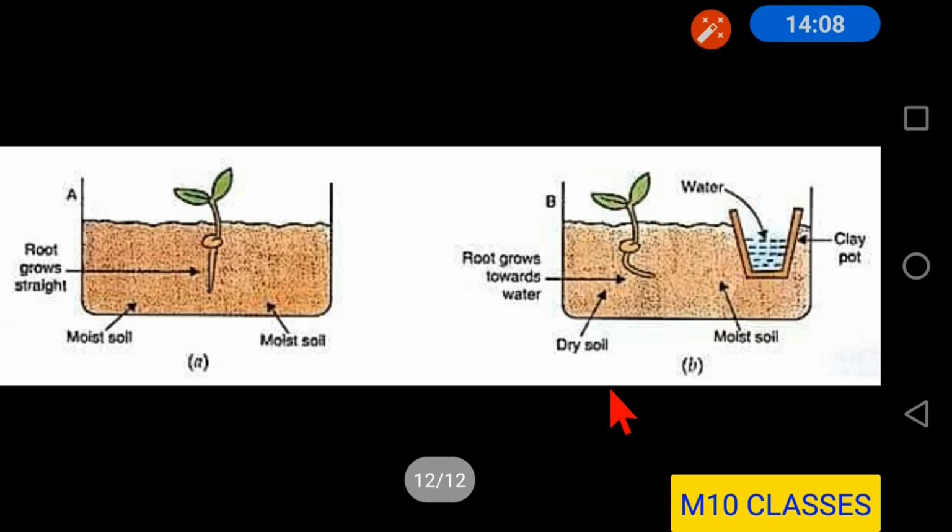Now see here an example of hydrotropism. Here there is a plant whose roots are already grown. Now this is the moist soil. Now if you keep water in a clay pot here, you will observe that the root will gradually move towards water. Now as it is moving towards water in response to water, it is called hydrotropism.